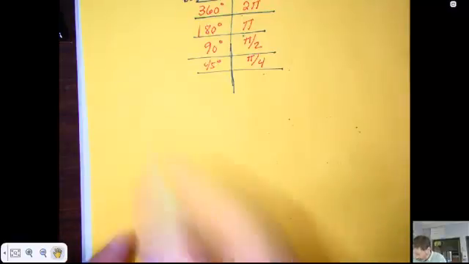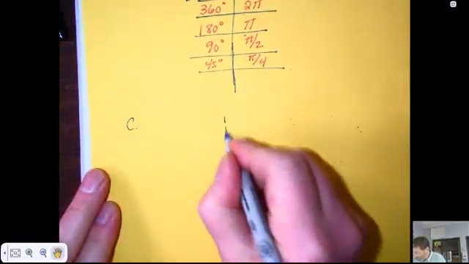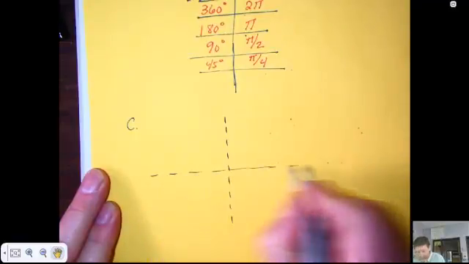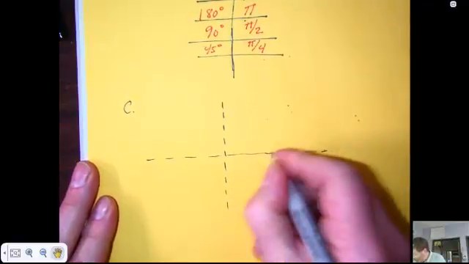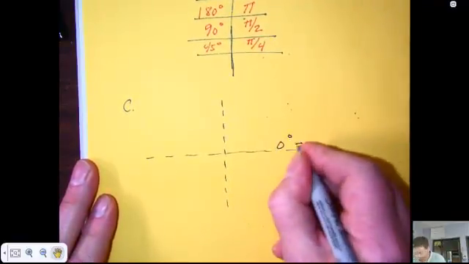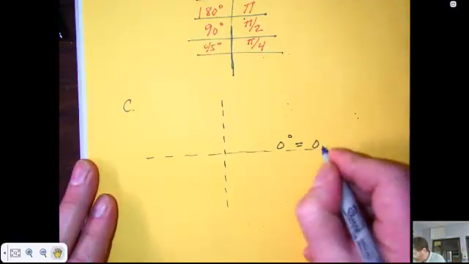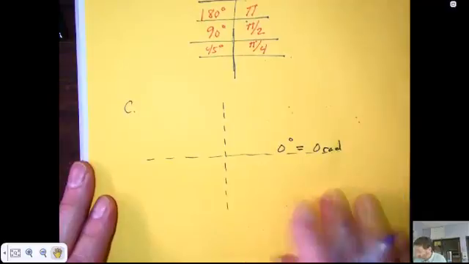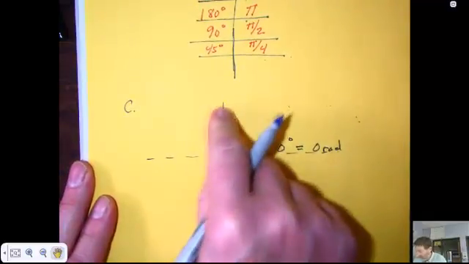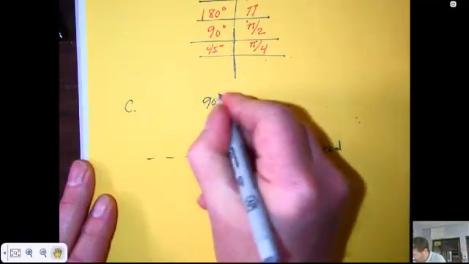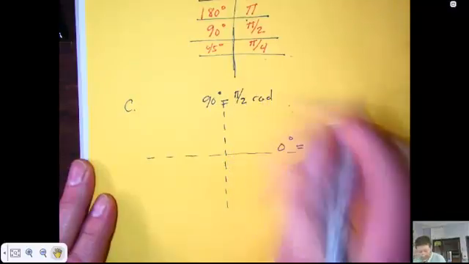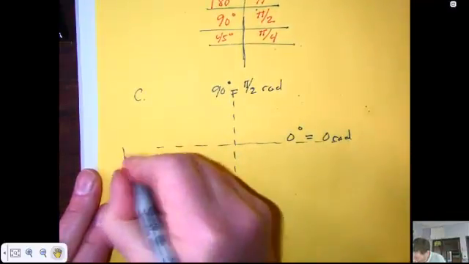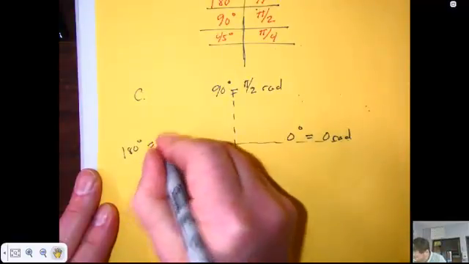On the coordinate plane, so that means that if we start here, if we start at 0 degrees, that's the same as 0 radians. That means right here, again in standard position, going counterclockwise, 90 degrees is pi over 2 radians. 180 degrees is pi radians.